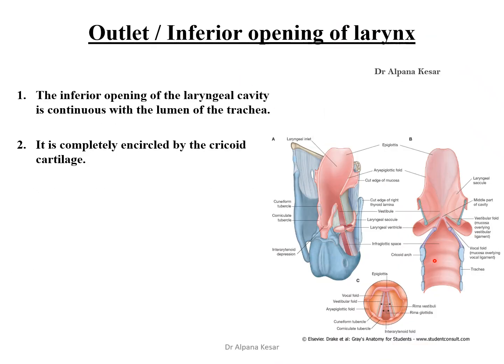The outlet of the larynx is its inferior margin. At the inferior margin, the laryngeal cavity is continuous with trachea. It is completely encircled by the lower border of cricoid cartilage.